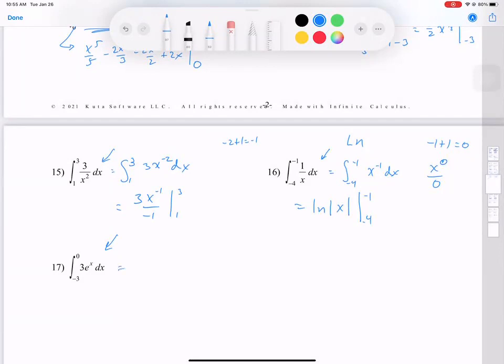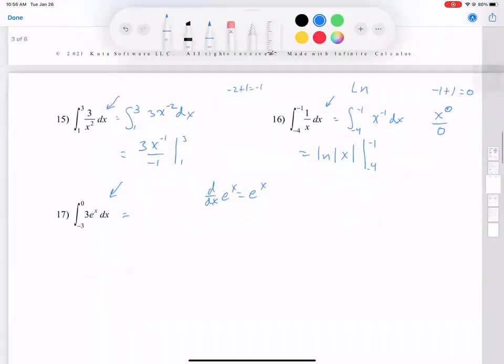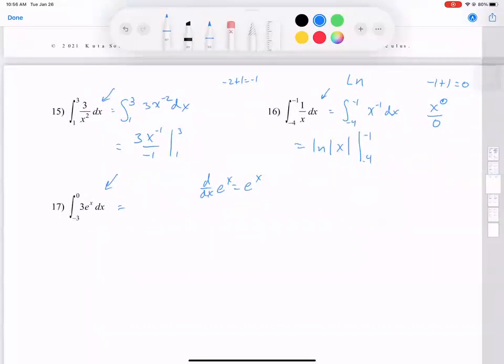The last one. Okay, I'll give you guys a moment just to catch up there. The last one, as a reminder, the derivative of e to the x is e to the x itself. So none of these are what we're going to call u-substitution. These are straight integrals, straight definition problems. Okay, we'll work on u-substitution next time as we go through harder problems. So this is 3 e to the x, from negative 3 to 0. If you want to double check, the derivative of 3 e to the x is 3 e to the x.